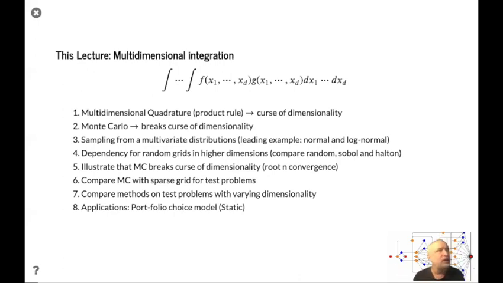Now, on GitHub, there's actually a little application of a portfolio choice model. So here in this talk, I'm going to go straight to the integral, and work with very simple test problems, like calculating the mean of a log normal or product of log normal distributions that potentially allow for some correlation, simple test problems.